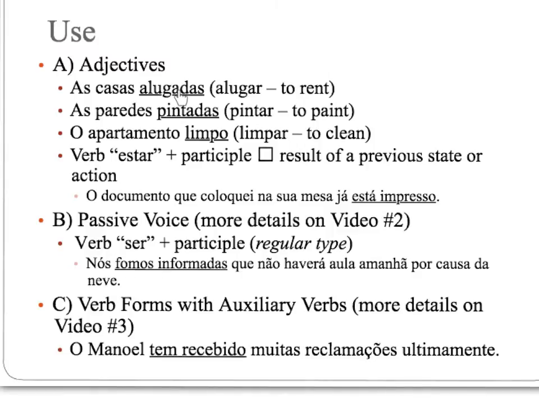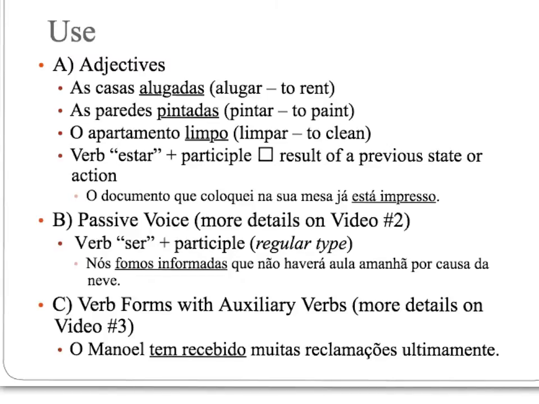So in this case, you're going to use the participle, but alugar is one of the verbs that is regular, so it only has one form, okay? But if it was something else, then you would have to use the irregular one. Same thing for pintar. Pintar is also a regular verb, so it only has one form of the participle, but you would say as paredes pintadas, the painted walls.